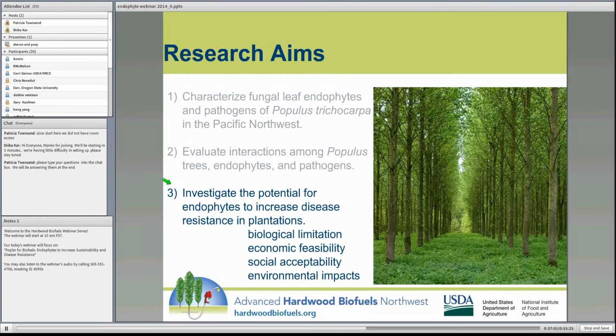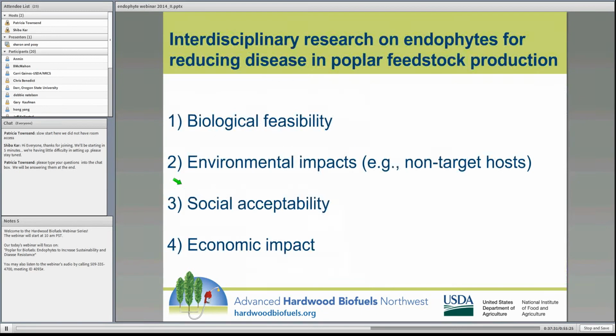Okay, and then lastly, I think once we have a better idea of what the fungal endophyte communities look like across this region, where there are both natural populations of Populus trichocarpa and biofuel plantations throughout, and we have a better sense of how the interactions with endophytes and pathogens differ among these dry and wet sites in the Pacific Northwest, we can investigate the potential to select particular endophytes to increase disease resistance in plantations.